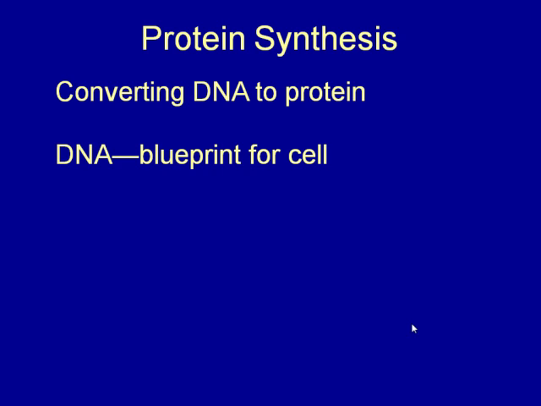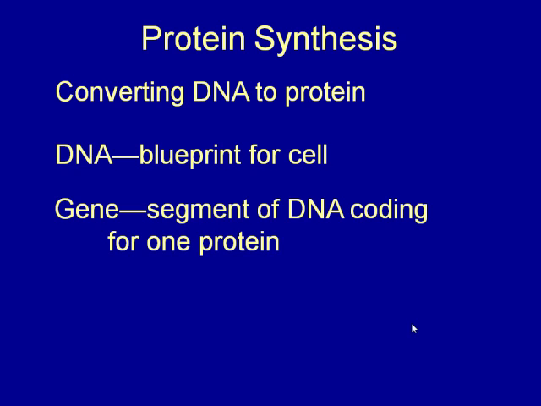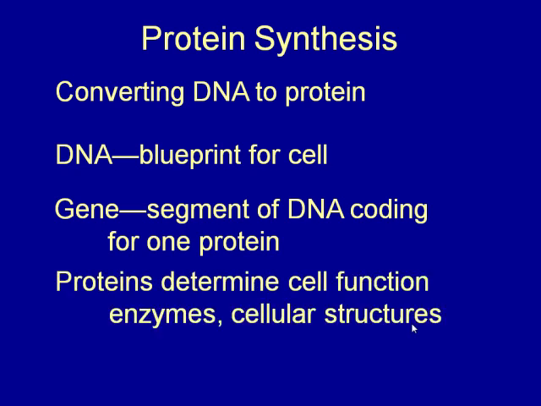DNA is the basic blueprint for all of the proteins your cells can make. Genes are simply segments of DNA that code for one protein. And as I said, the proteins determine the cell function because they manufacture the enzymes and all of your cellular structures. Because DNA is the master blueprint, it's in the nucleus.